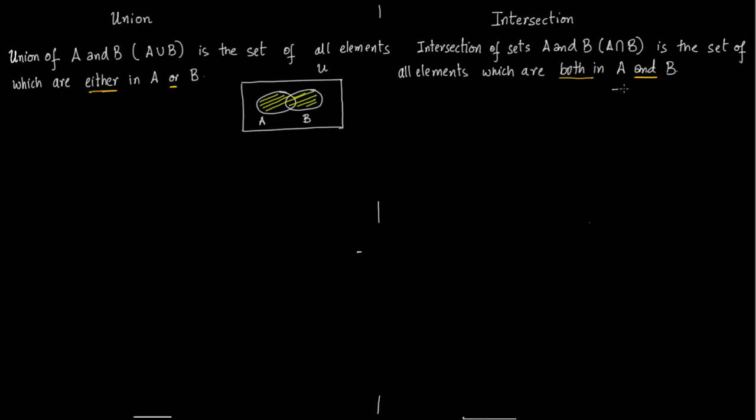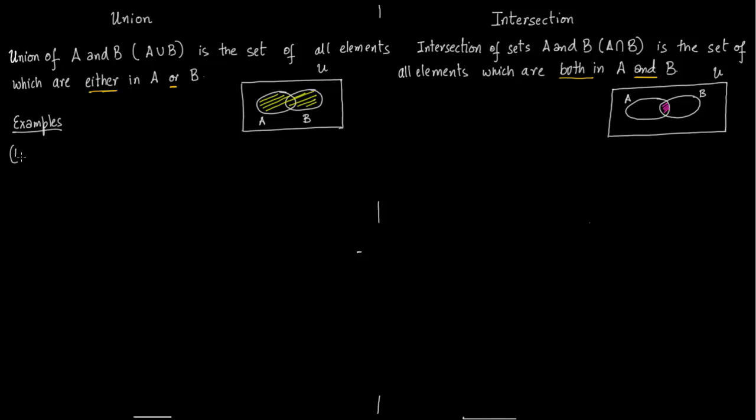Now let us do the same thing with A intersection B. First I draw a rectangle which is the universal set, and then I have two sets in it, A and B. Their intersection I will now draw. So this is the intersection. These are the elements which lie both in A and B. Now let us write some examples.